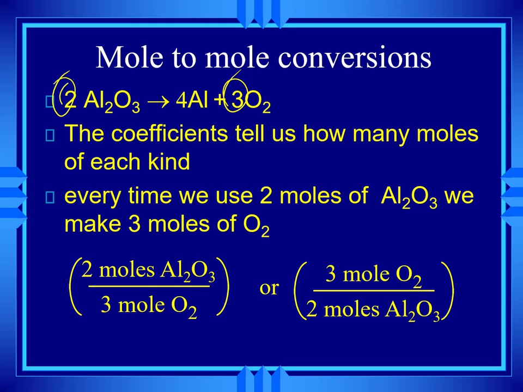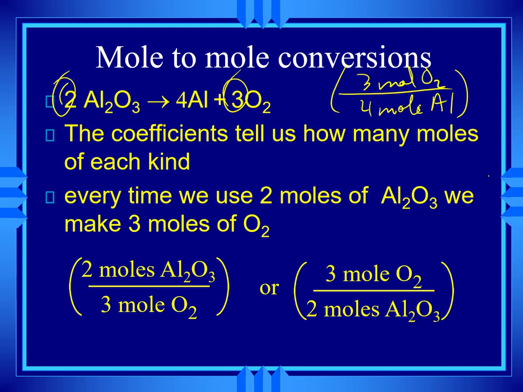And I can make 4 more out of this equation. Those are the ones going between aluminum oxide and oxygen. What about aluminum and oxygen? Could I make conversion factors between aluminum and oxygen? Well, for every 4 moles of aluminum, there are 3 moles of oxygen. I can use any of those coefficients to make a ratio with any of the other ones. Does that make sense?